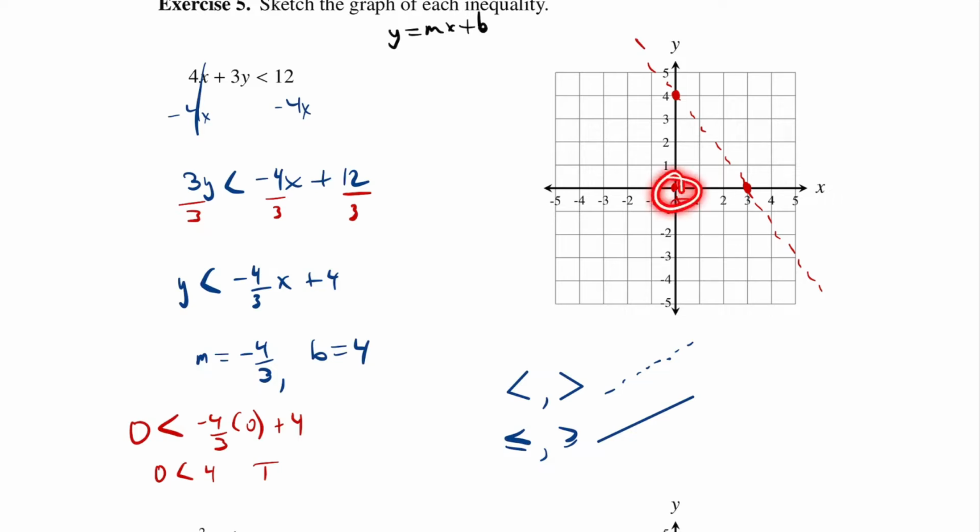That 0 is less than 4, which is a true statement. Because we got a true statement, that means this is part of the solution set. So therefore, we need to shade that side because it's true. So we're going to shade the bottom of the graph.